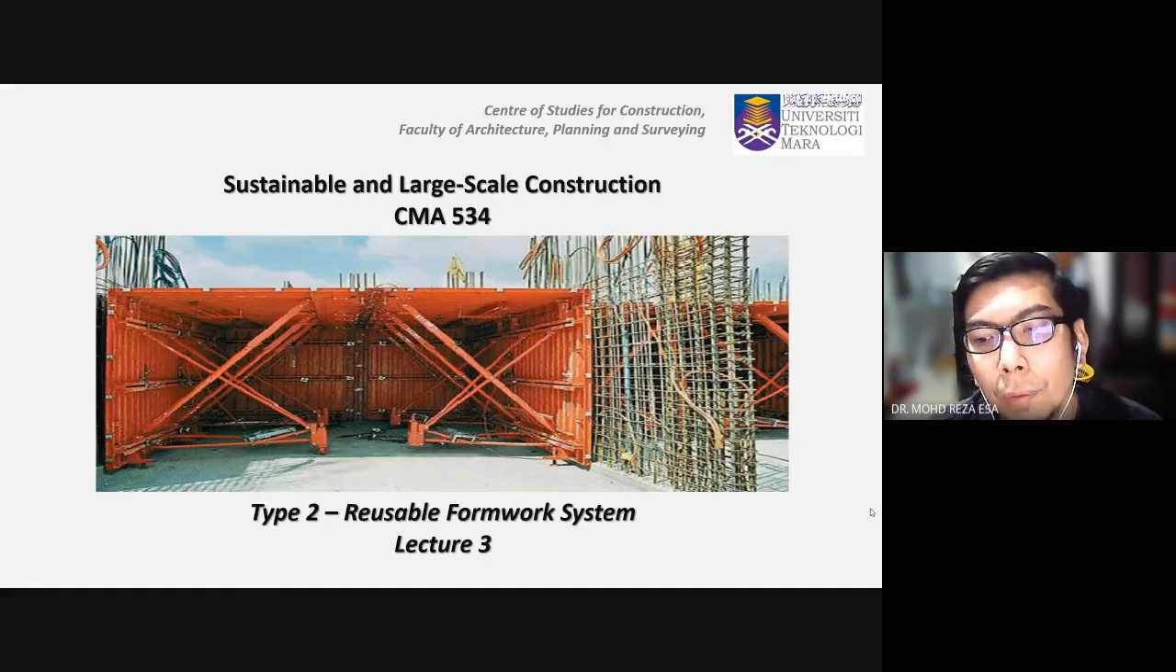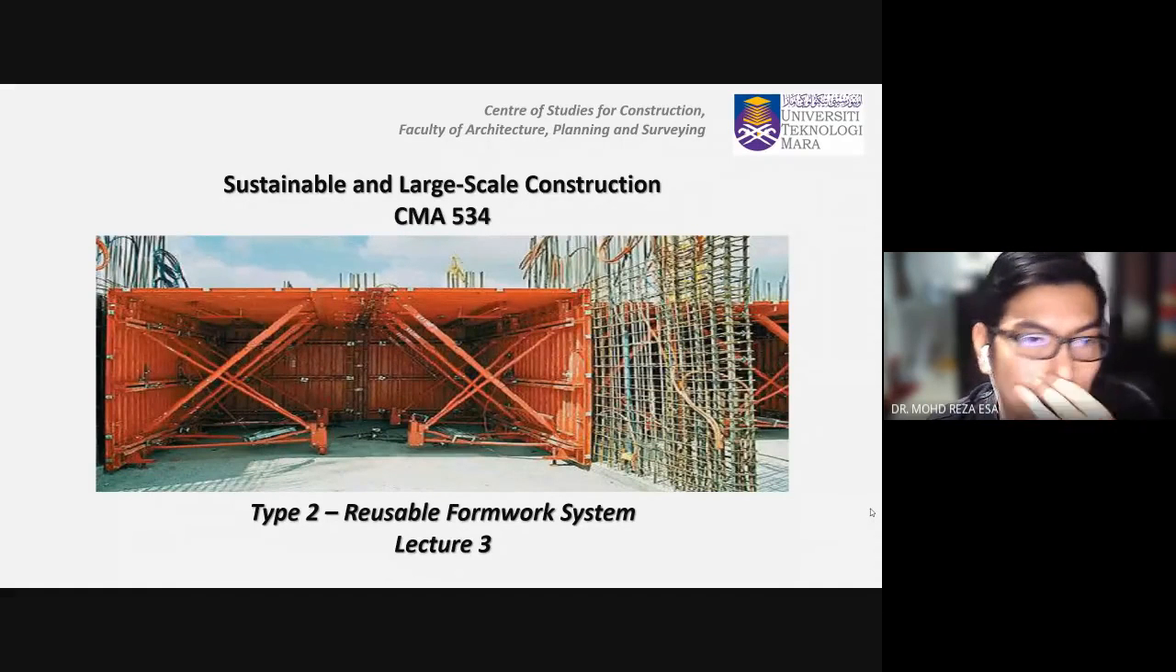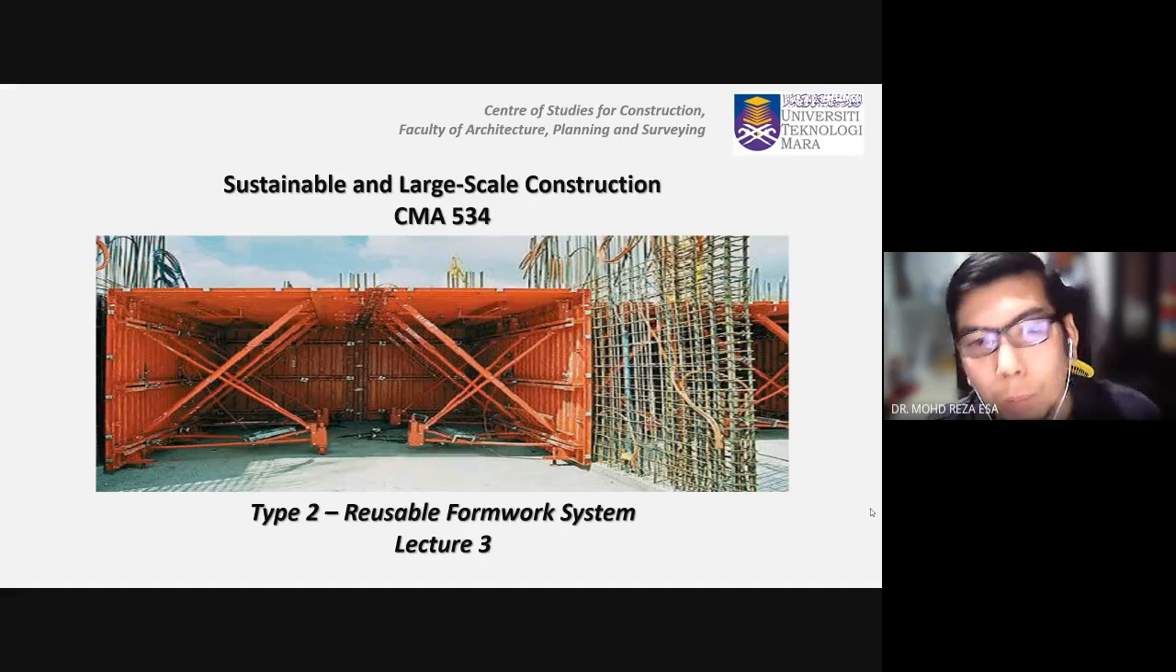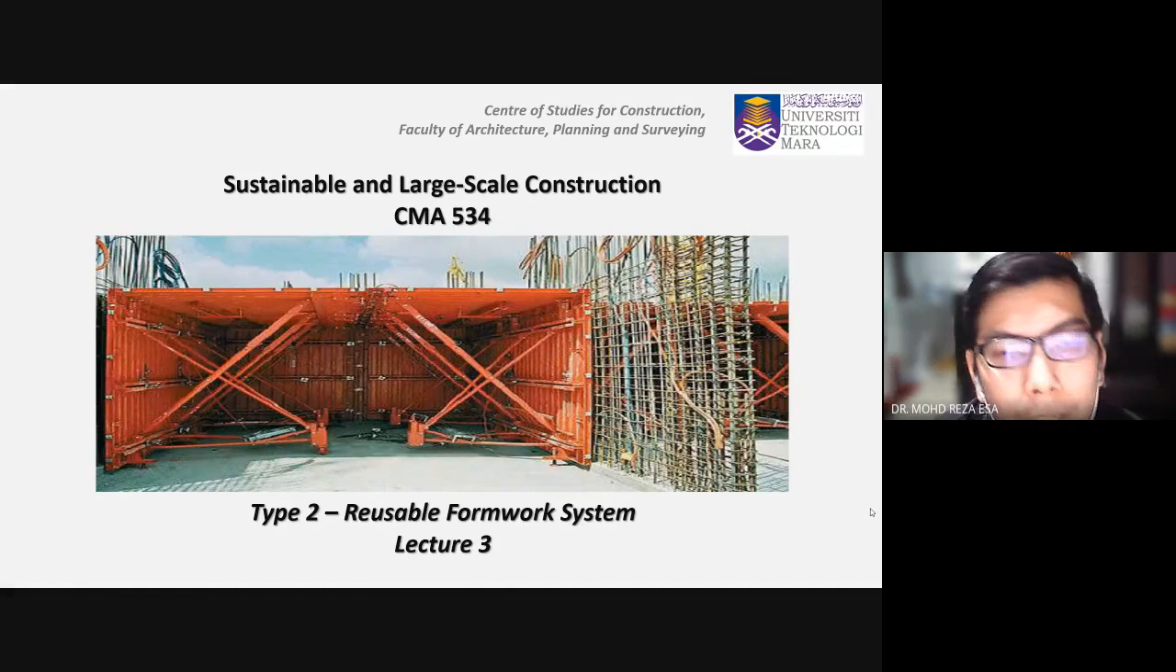When we talk about wall or panel system last week, it only consists of wall and also slab, while framing system consists of column, beam, and also slab. And I already attached a few videos in the future last week. Hopefully you have watched all the videos regarding the jointing system or connection system between the components, between column to column, column to beam, etc. And today we are going to continue with the second type of IBS, which is reusable formwork system.